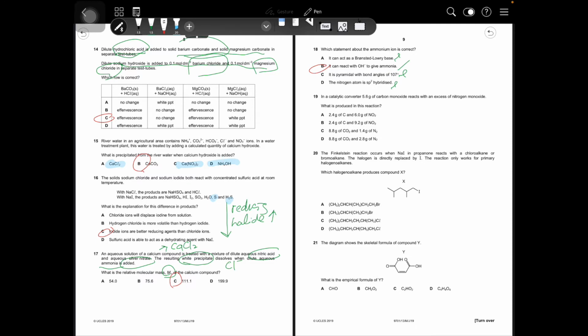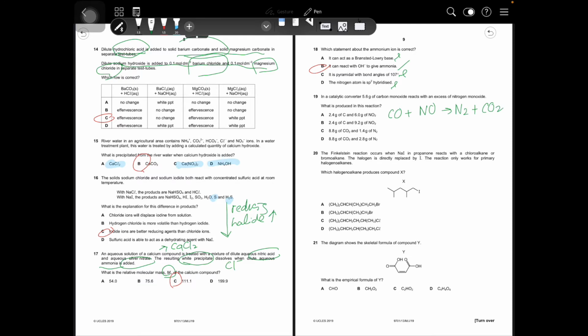In a catalytic converter, 5.6 gram of carbon monoxide react with an excess of nitrogen monoxide. What is the product in this reaction? So first, what we need to do is draw a balanced equation in the catalytic converter. You will have carbon monoxide reacting with nitrogen monoxide to form harmless nitrogen and also carbon dioxide.